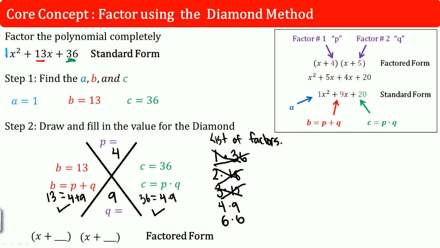This is what factored form looks like. Now you just plug it in. P equals 4, so x plus 4, and Q equals 9, so x plus 9. You just plug those in. Here you have your complete answer.